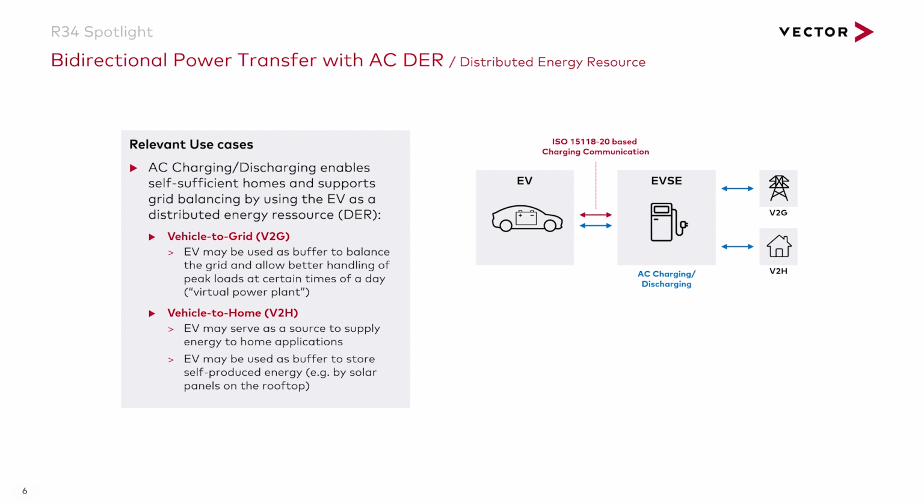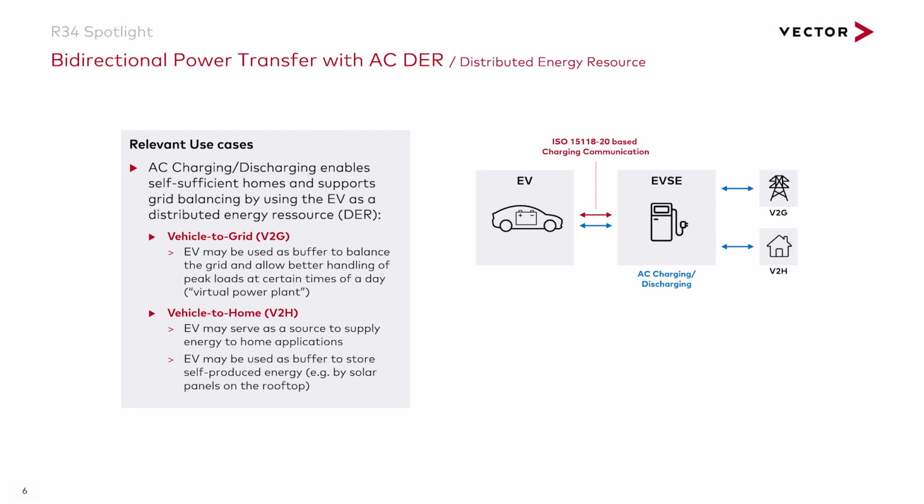Bidirectional charging is a growing trend that will gain further importance for sure. AC DER involves charging or discharging with AC. The Amendment 1 provides an extended parameter set for this purpose. AC DER enables several exciting use cases, including self-sufficient homes and grid balancing, where the vehicle acts as distributed energy source.